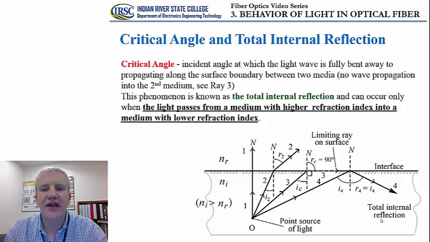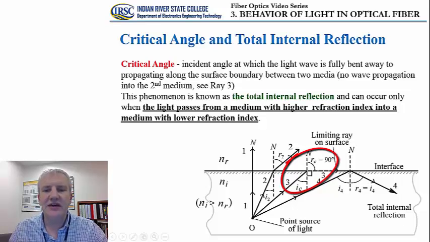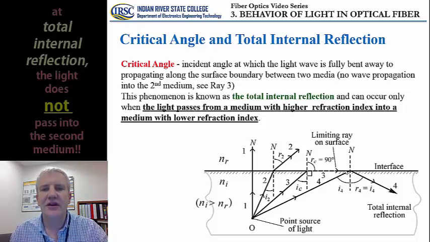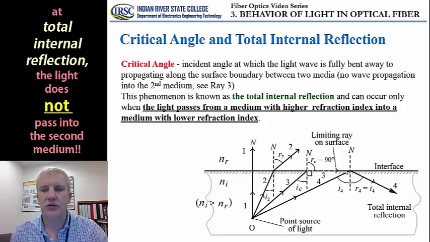That is the case of light ray 3, where we see that the refracted light ray is basically traveling along the boundary between the two media, between the glass and the air. In such a case, we are saying that total internal reflection occurred. Total internal reflection means that the light does not refract, does not pass into the second medium, does not pass into the air in our case.